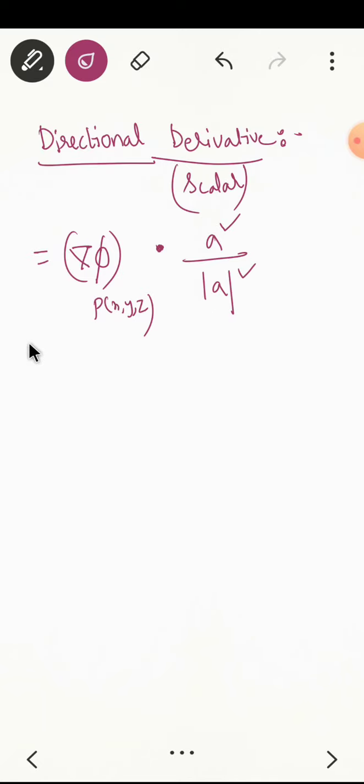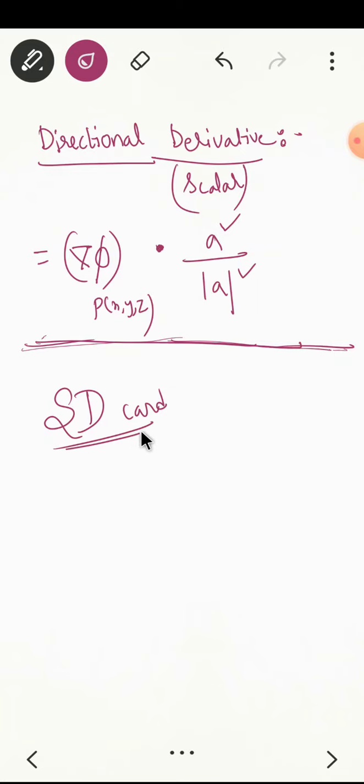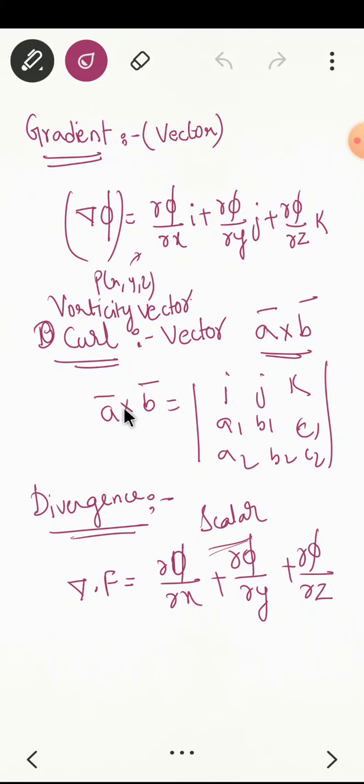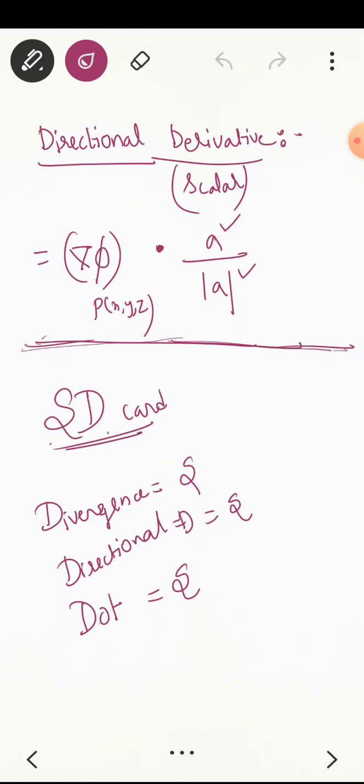If you are confused about what are scalars and what are vectors, I will tell you one point. You just remember that point and it will be easy for you. Remember the SD card in your phone. Divergence starts with D, that means divergence is scalar. Directional derivative also starts with D, that means it is also scalar. And dot product starts with D, that means it is also scalar. And the remaining things are vectors. Curl is a vector. Gradient is a vector. Cross product is also a vector. Hope you got it now.